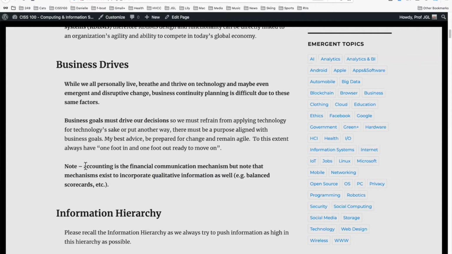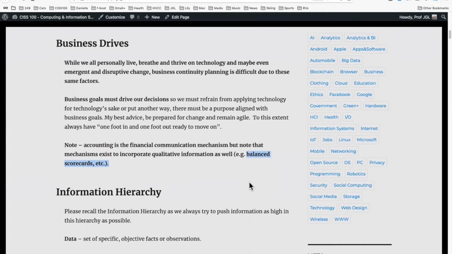So again, accounting is the communication mechanism for business, but it's not entirely quantitative. There are qualitative aspects to this, okay? When I talk about that, I did include a word, balanced scorecards, things like that. Accounting does embrace and acknowledge these qualitative measures in its financial communication mechanism as well.